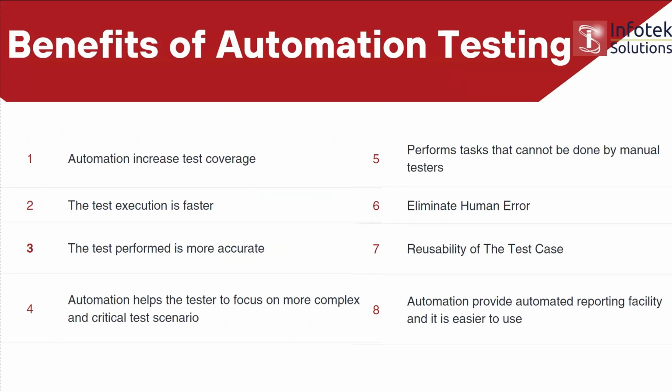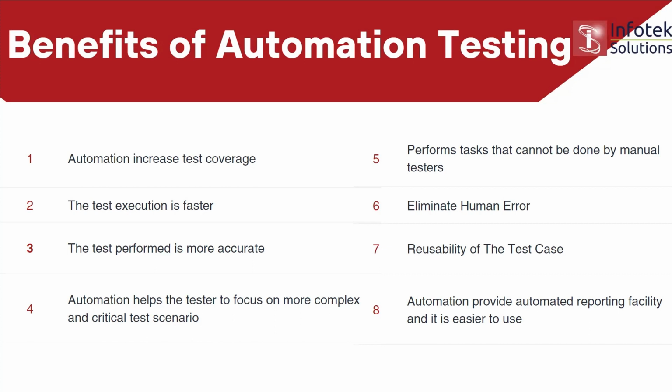You can write as many tests as you want, and the test execution is faster because here you write tests in the form of code. The test performed is more accurate because it gives you the exact output, since it's not based on assumptions. It's completely based on code, so it performs the complete process. Automation helps the tester focus on more complex and critical test scenarios. So here you can go with more complex situations that you can't handle manually.